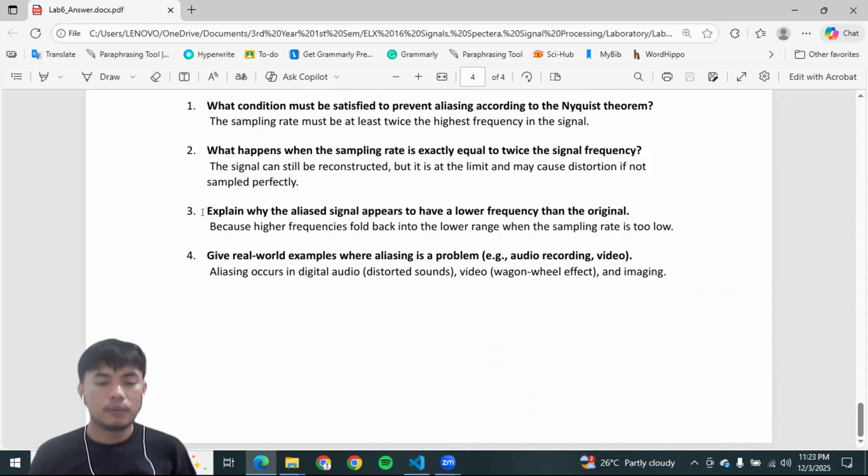So last, give a real world example. Well, aliasing is a problem, for example, in audio recording or video. So when aliasing occurs in digital audio, there is distortion of sounds. Ito, magkikreate siya ng distorted sounds, at yung effect pag sa video and image.